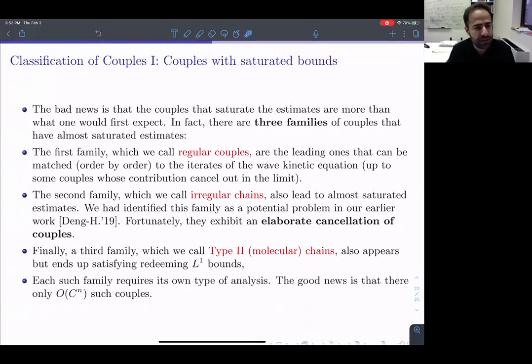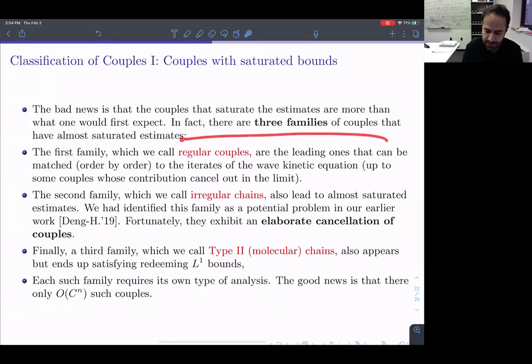So in terms of the first step, which is identifying the couples with saturated bounds, there's good news and bad news. The bad news is that there are more couples than you expect that saturate the bounds. So strictly speaking, when we came into the problem, we were expecting that the couples that saturate the estimates are exactly the couples that converge order to order to the iterates of the wave kinetic equation. And these are what we call the regular couples over here. These are the couples that you want to be the biggest ones, because these are exactly the ones that give you the wave kinetic equation.